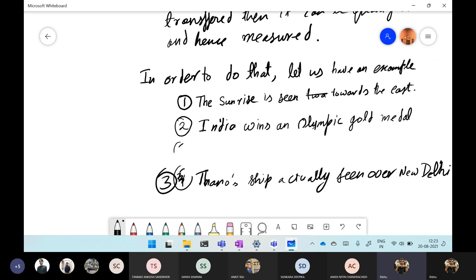And if I tell you that Thanos's ship, what was it called again? The Sanctuary 2, I believe. So if I tell you that Thanos's ship, whether or not Thanos is in that, is huge amounts of information. Right? So the information content I can write as low. Does anyone disagree with this observation?